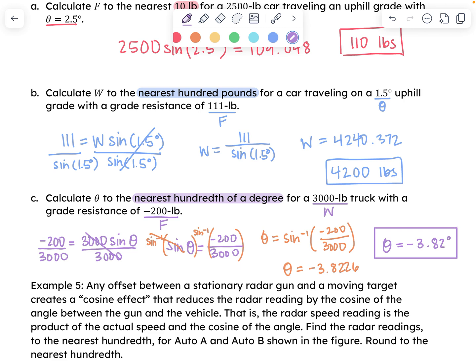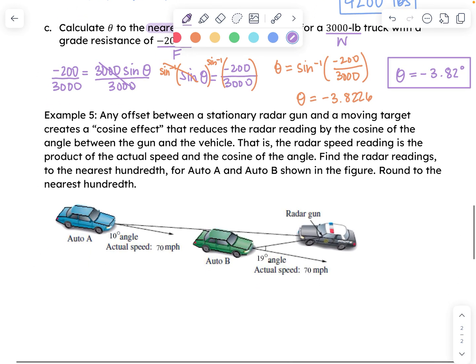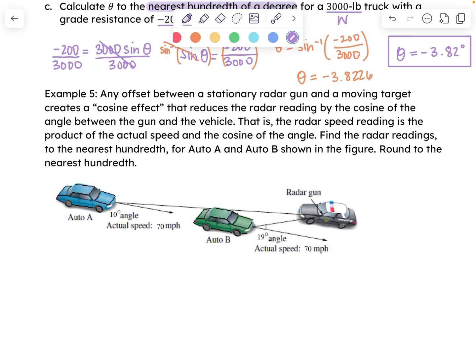And we've got one more example. This one doesn't give us an equation though, so let's talk about how we can write an equation. Any offset between a stationary radar gun and a moving target creates a cosine effect that reduces the radar reading by the cosine of the angle between the gun and the vehicle. That is, and this is the important part, the radar speed reading is the product of the actual speed and the cosine of the angle. Find the radar readings to the nearest hundredth for auto A and auto B shown in the figure. So that part that I just highlighted is how we're going to get to our equation.